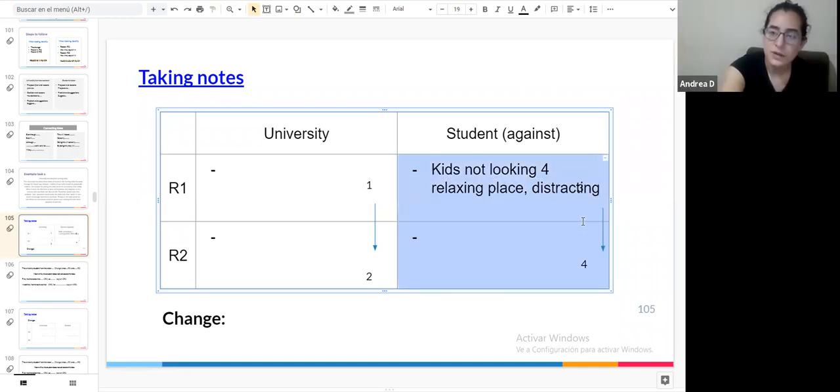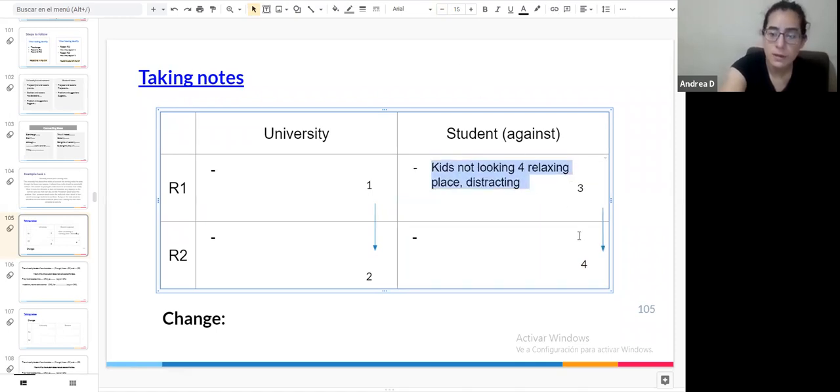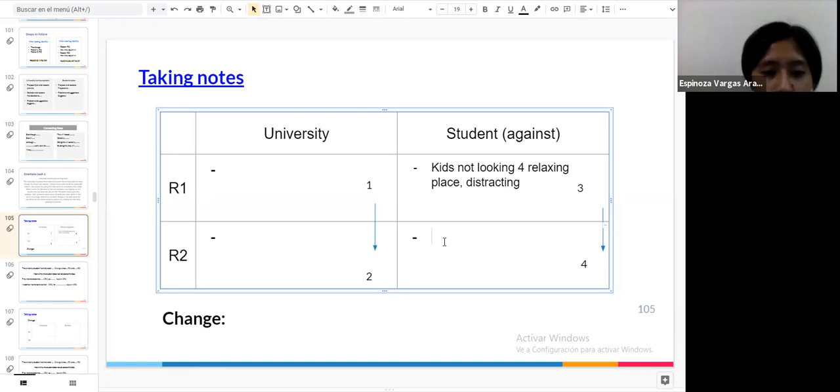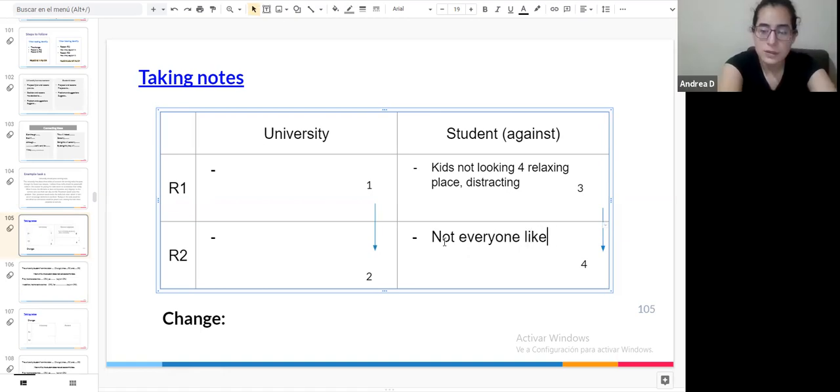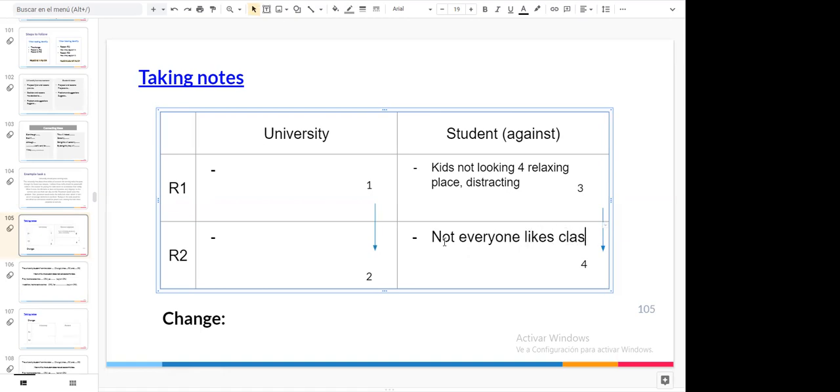Okay, that's correct. So they're not looking for a relaxing place or time, and this will be distracting for them, especially if they want to study or prepare for tests and assignments. Okay. And what about the second one he gives? Why else is he against this change? It's about that not everyone likes classical music. Okay, so yes, that's true, not everyone likes it. And what does that mean?